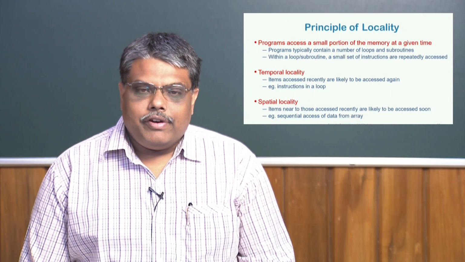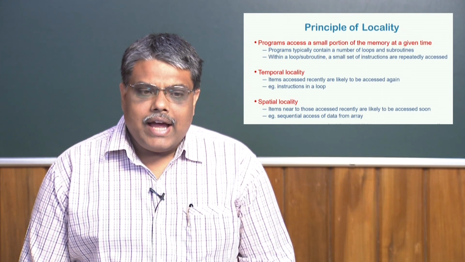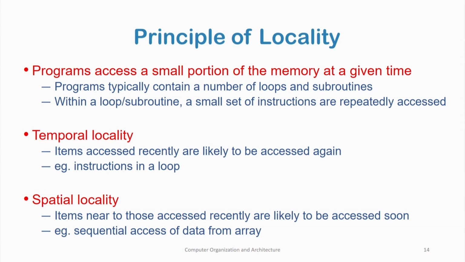The principle of the locality of reference is based on the fact that programs tend to access instructions and data in clusters, in the near vicinity of a given memory location. So, programs access a small portion of memory at a given time. Why? Because programs typically contain a large number of loops and subroutines, and within a loop or a subroutine, a small set of instructions are repeatedly accessed. These instructions again tend to access data in clusters.